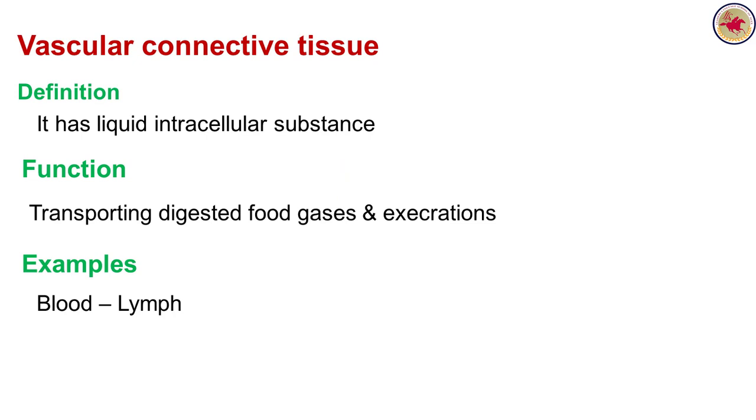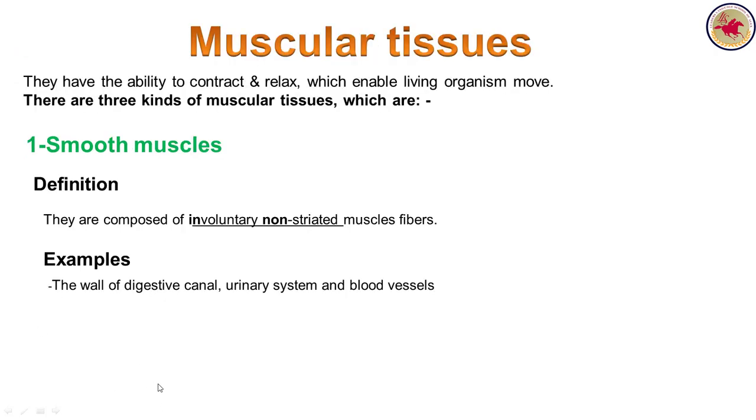Vascular connective tissue. Vascular means carrying something, and the most popular one inside your body that carries gases and digested food from one place to another is blood. And we have another helper, lymph, which is another fluid inside your body that is extracted from the blood. So the blood is the main role here.